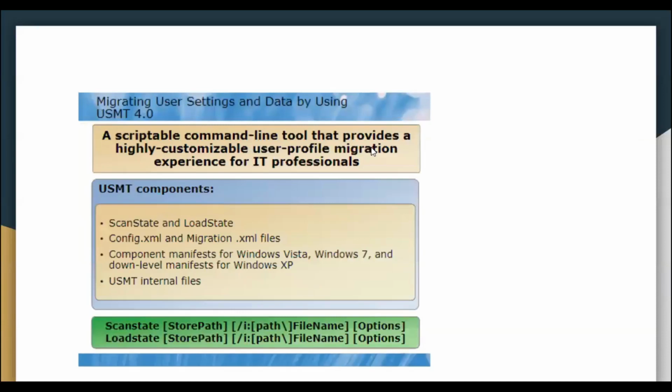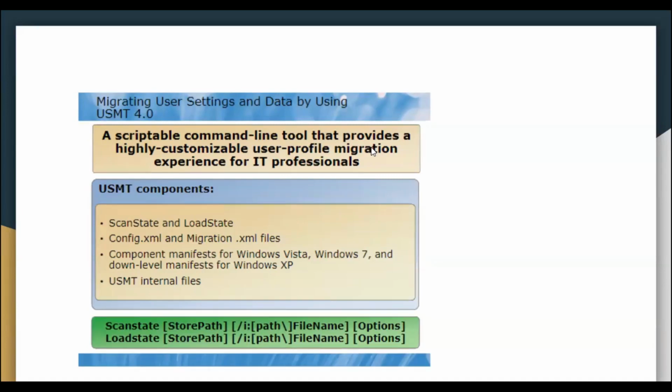Migrating user settings and data by using the USMT 4.0. It is a scriptable command line tool that provides a highly customizable user profile migration experience for IT professionals. The USMT components are ScanState and LoadState, the Config.xml and Migration.xml files, the component manifests for Windows Vista and Windows 7, the down-level manifest for Windows XP, and the USMT internal files.